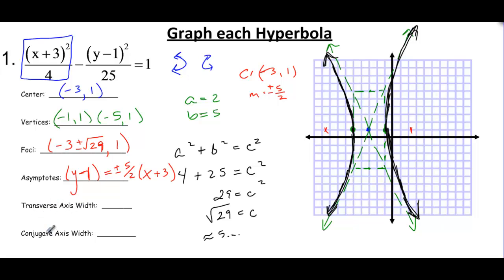Alright, so the last two pieces are the transverse axis width, which is kind of like our major axis, which connected the two vertices, which is right here. So how far left and right did I go? Well, I went 2 right and 2 left, so that's going to be a total of 4.